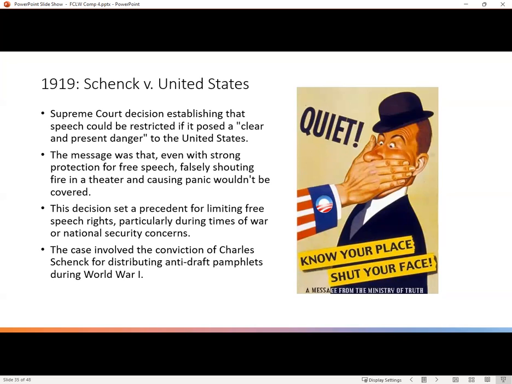He said that this is a clear and present danger to the United States. You can't talk like this. And he said this is where they get the idea that if you shouted there's a fire in the theater and you cause panic, that would not be covered by this free speech law. So this decision was something that we hear a lot about. It set precedents to limit freedom of speech, particularly during times of war. And he did get convicted, and he was in jail for about 6 months.